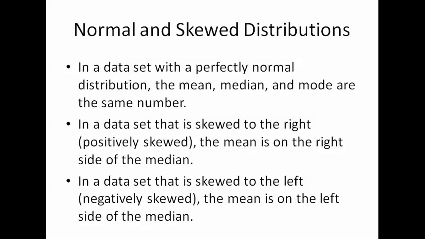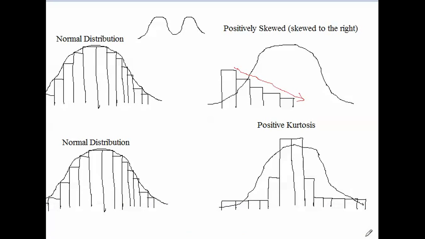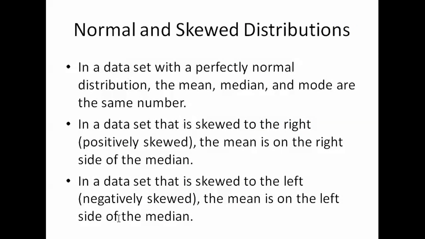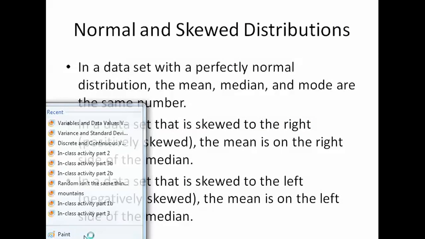This is just talking about the mean, median, and mode of the data. We'll talk about this right here. If the column of data is skewed to the right, the mean will be a larger number than the median, meaning the mean will be to the right of the median.